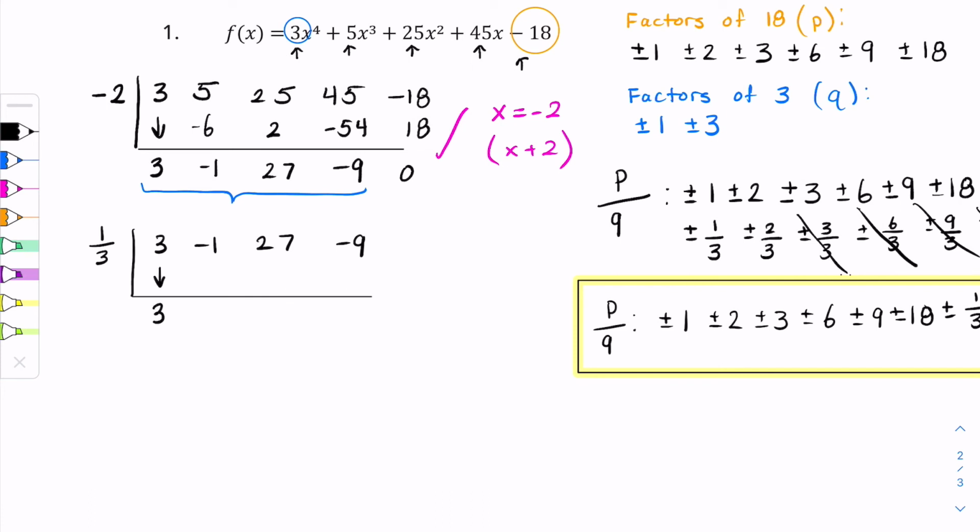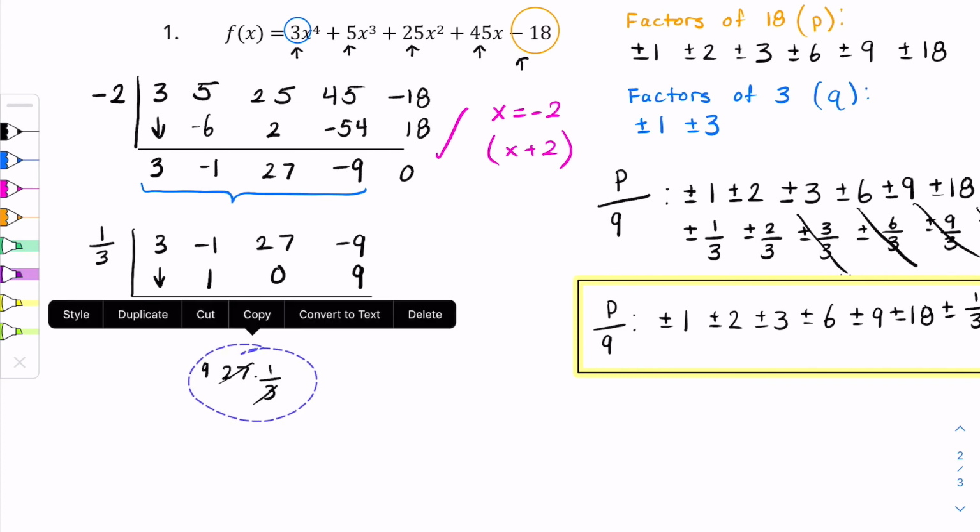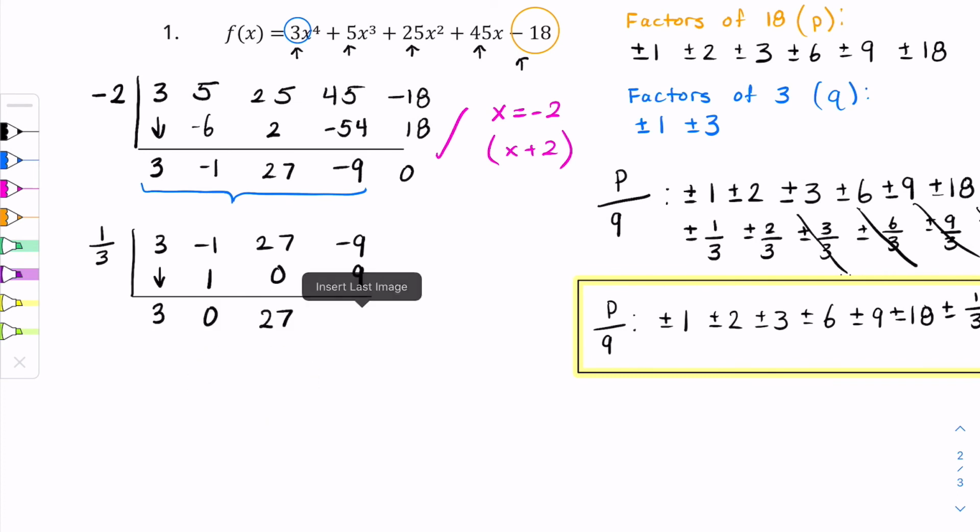Bring down the 3. 3 times 1/3 is just going to be 1. -1 plus 1 is 0. 0 times 1/3 is 0. 27 plus 0 is 27. 27 times 1/3: 3 goes into itself once, goes into 27 9 times. 9 plus -9 is 0.